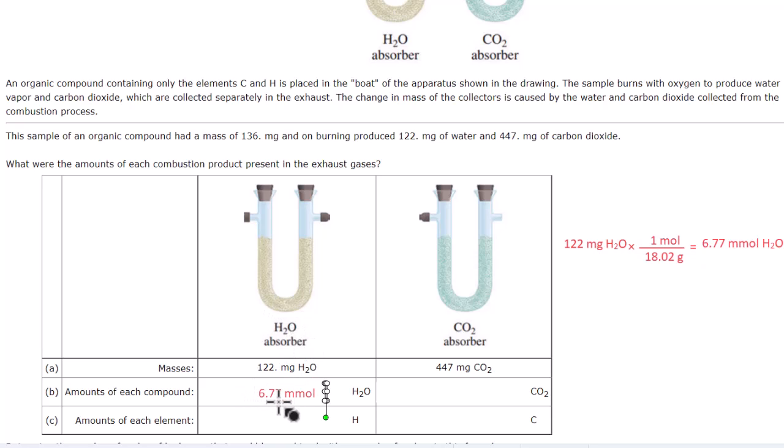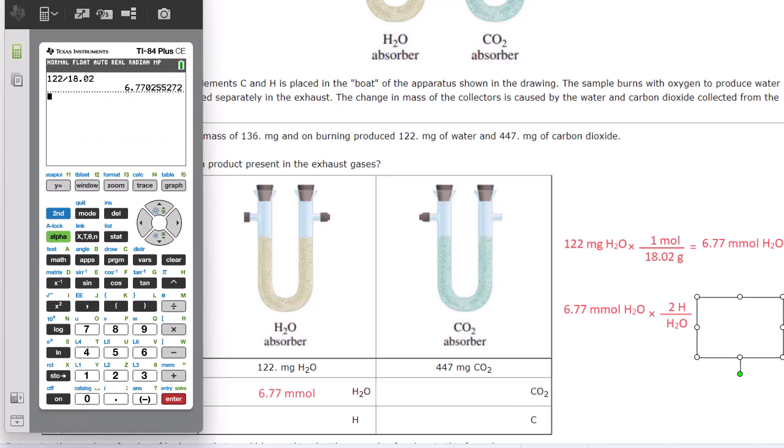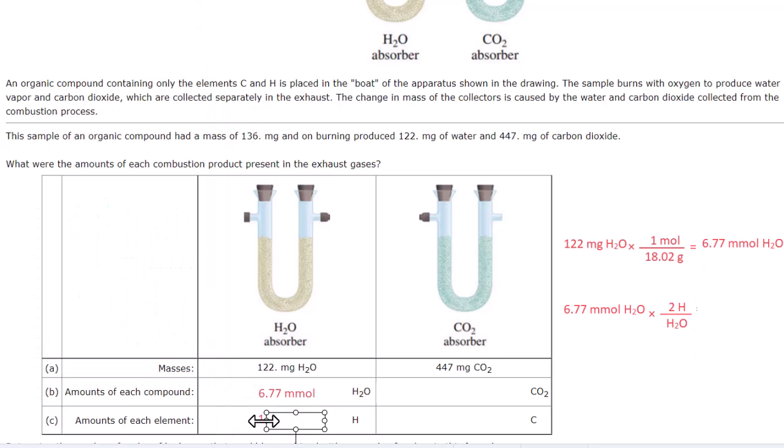H2O, there are 6.77 millimoles of H2O, and if you like to use dimensional analysis, we would take that 6.77 millimoles of H2O and multiply it by the conversion. There are 2 hydrogens, 2 H's for every 1 H2O. So this will give us the amount of hydrogen. We would just double this, and I'll get my calculator out and just go times 2. That's my amount of hydrogen. I now know the hydrogen amount. This is the H, the millimoles of H that were in our original sample.